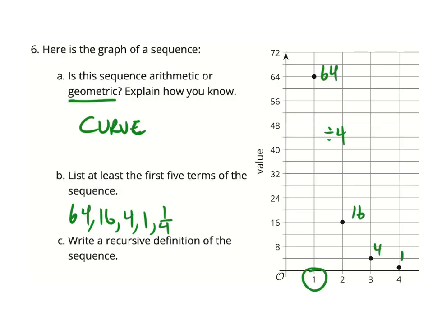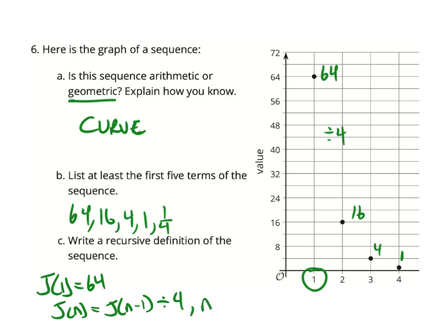We're starting at step 1. So what are we going to call this? I don't know. Pick any letter. J. J of 1 equals 64. J of any term is the previous term divided by 4 or times 1/4 for any n greater than or equal to 2. They should have asked us to write this explicitly.